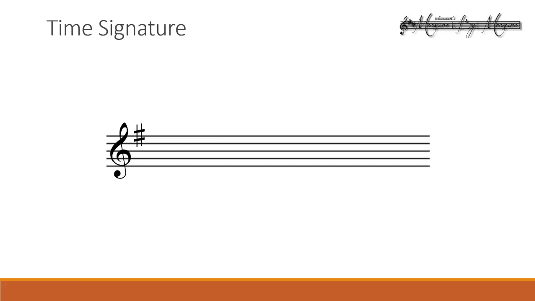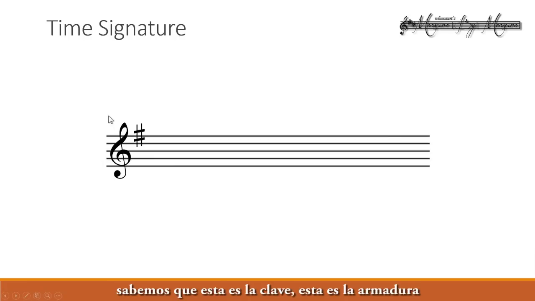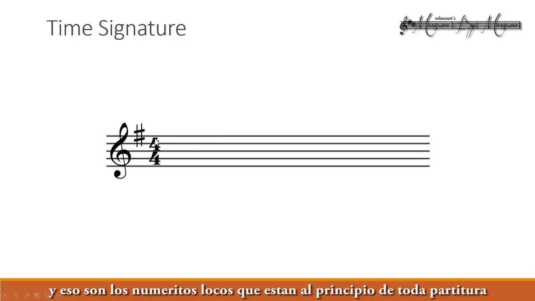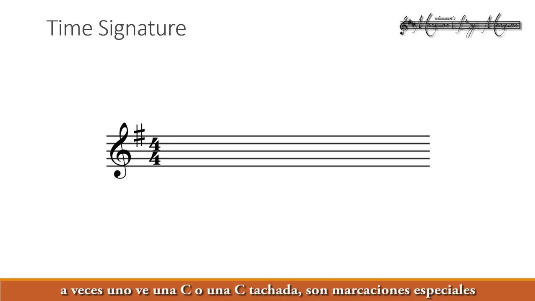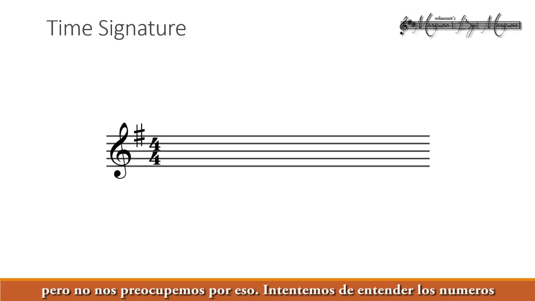And the next thing we're going to talk about is the time signature. So we know what this is, the clef. We know what this is, it's the key signature. And now we get to the time signature. Those are those funny numbers that are in the very beginning of every score. Sometimes you will see a C or a C with a line through it. Those are special markings. Well, not really that special. I mean, a C means exactly the same as 4/4, but let's not worry about that. Let's just try to understand these numbers.